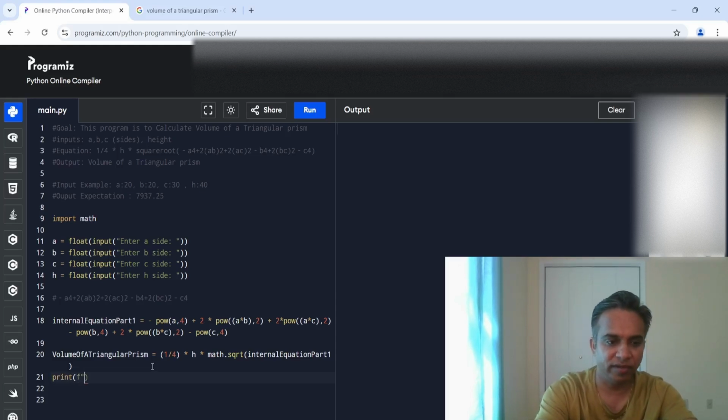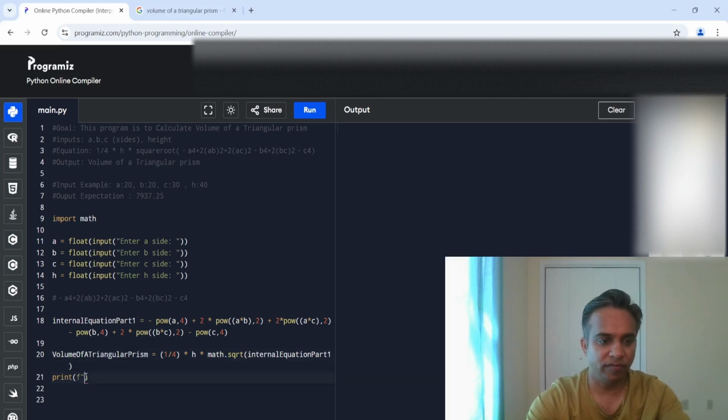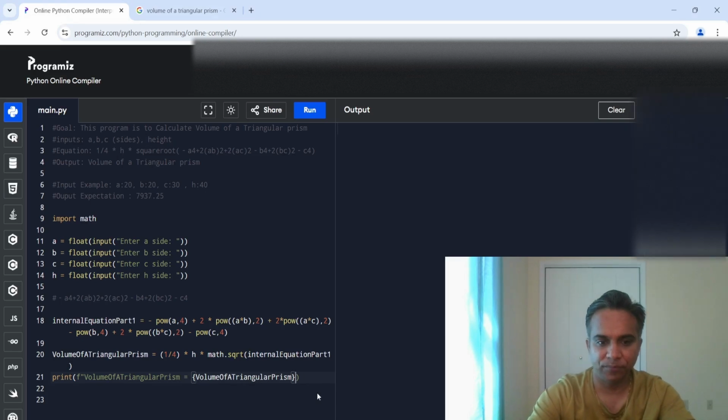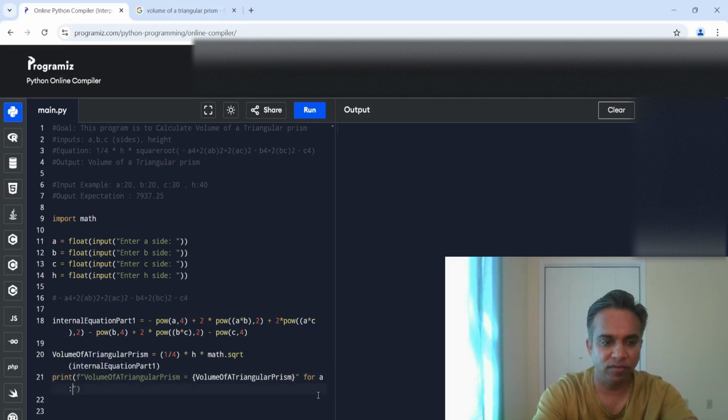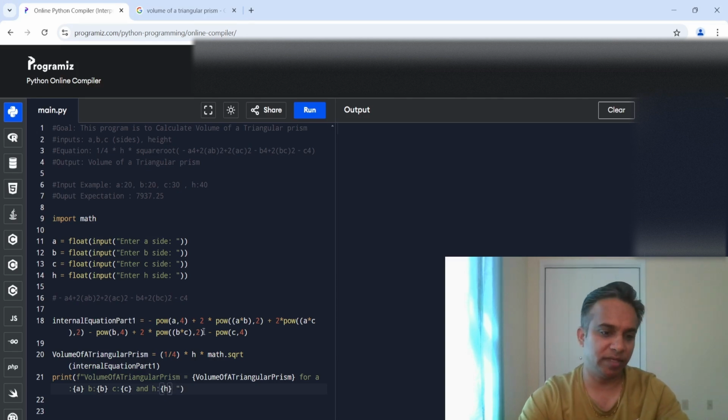So print f volume of triangular prism equal to, for A is equal to A, B equal to B, C equal to C, and H equal to H. So these are the 4 inputs, and we have taken a sample input and output.